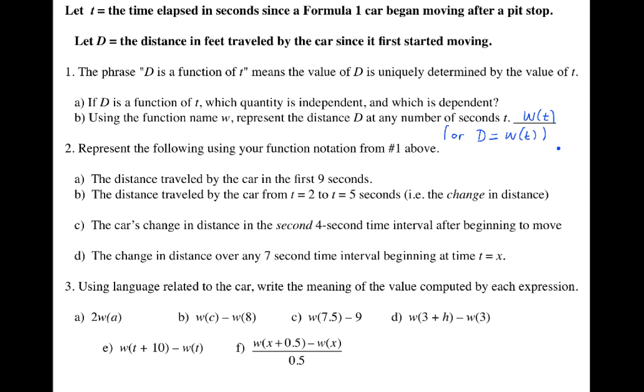Okay, you should be on number 2 now. W of t. That's what you should have had for distance from the pit stop. So you could write W of t or d equals W of t. W is the name of the function that gives distance for time elapsed, then W of t is equal to d. Make sure you're working on number 2.